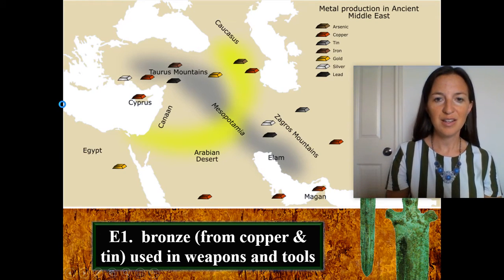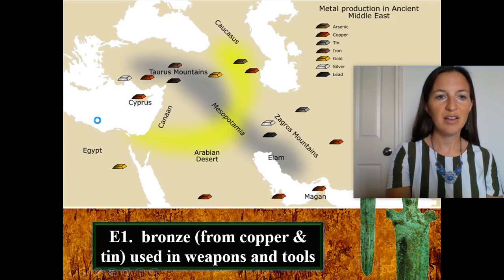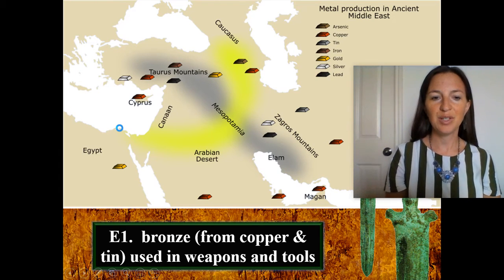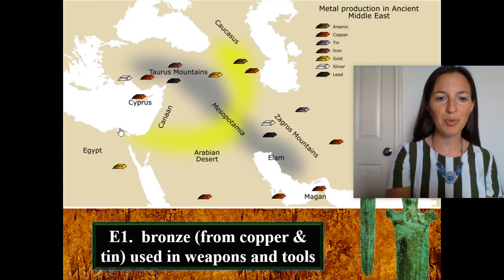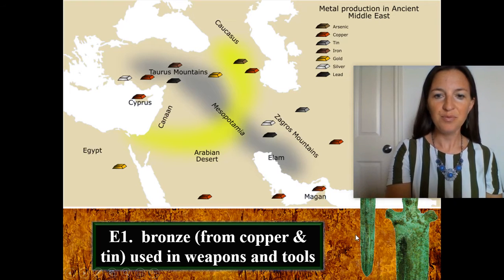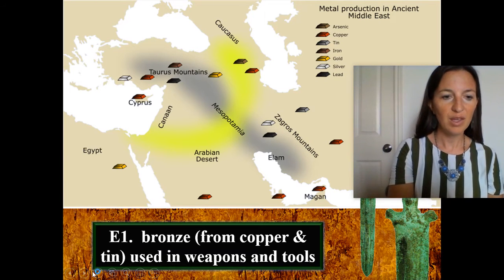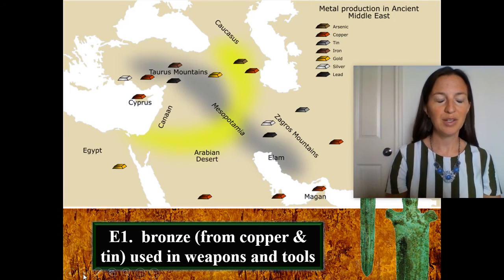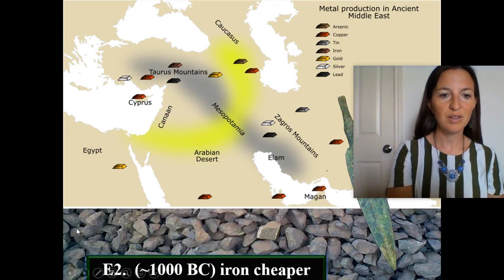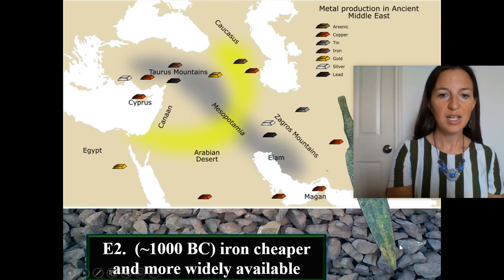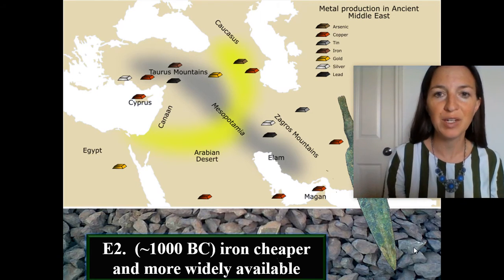E2 will tell us about, as we're loading here, just wait for it and enjoy this great metal production map. Maybe we'll use our arrow. Okay, here's E2. Around 1000 BC, iron became cheaper and more widely available than it previously had.